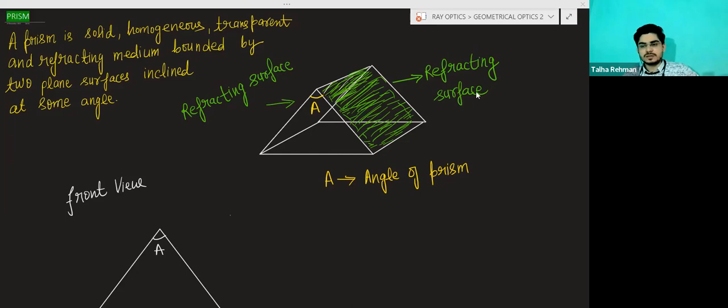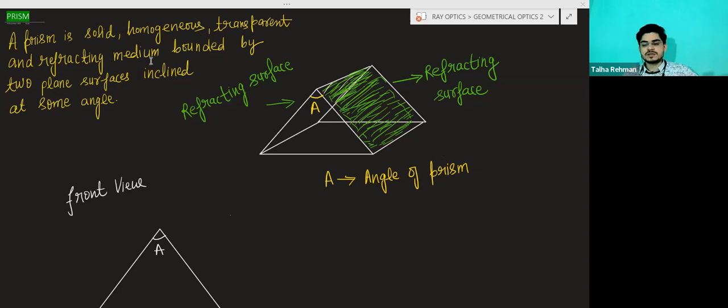Yes, means the density of the material is the same throughout, or you can say throughout the material the refractive index of the prism is the same. A prism is a solid, homogeneous and refracting medium.